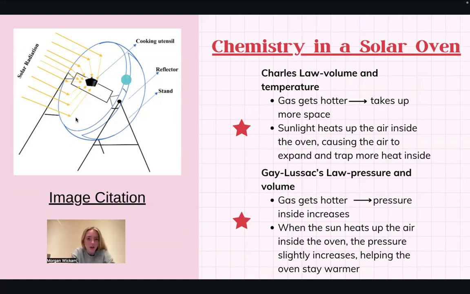Here is an image of a solar cooker. It shows how it works. They use solar radiation, which means they use energy from the sun. The energy from the sun reflects on the aluminum, which is known as a reflector, and that reflects onto the pot or the food, which is usually placed on top of a black material, which you'll see later.